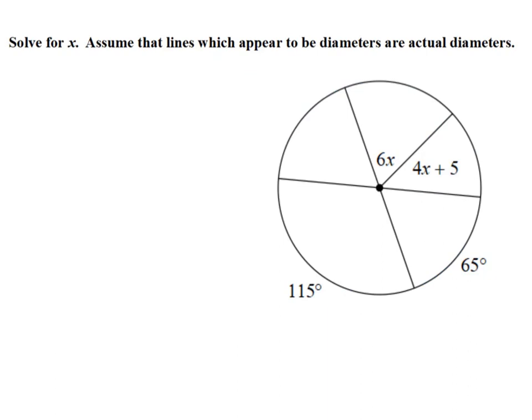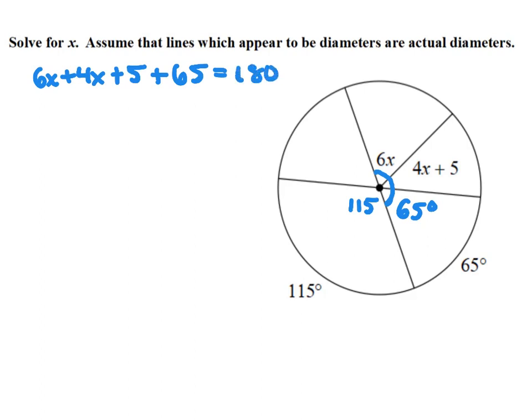And then for our last problem we have here, since this angle is 115, the central angle is 115, and since this angle is 65, we could say this is also 65 degrees, which will allow us to do one of two things. We could either write an equation using the fact that these all add to 180, so 6x plus 4x plus 5 plus 65 equals 180, and then you could solve.